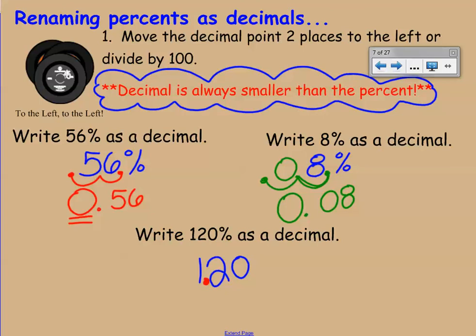It doesn't always have to end up being at the beginning of the number. So I'd get 1 and 20 hundredths as my answer. That makes sense because I had a percent bigger than 100, so my decimal should end up being bigger than 1. Hopefully you wrote down all those 3 examples.